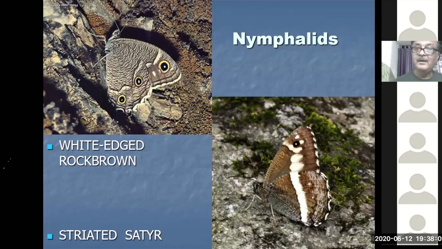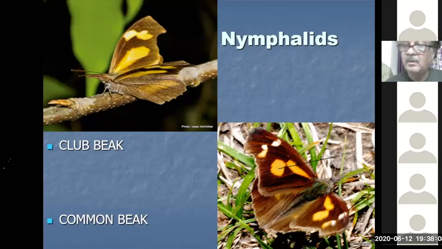Beaks you see in Europe, in Central Asia, and here in the Himalaya, and you see them in South India also. And there are some hills recently, they found here near Mumbai also. So this is basically a hill species, and they are called beaks because their mouth parts are slightly pointed, like a bird's beak.